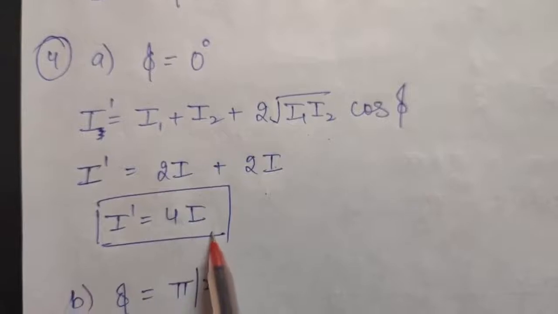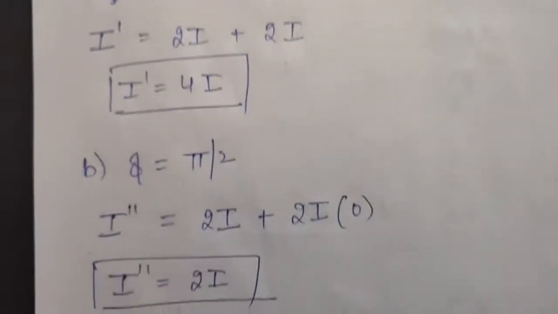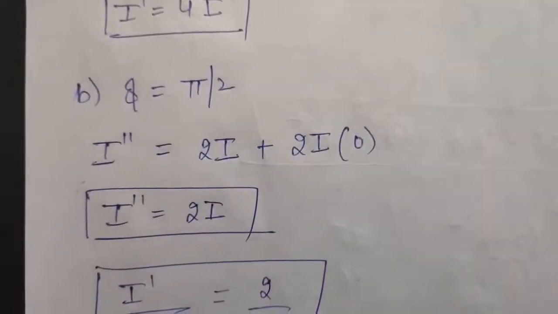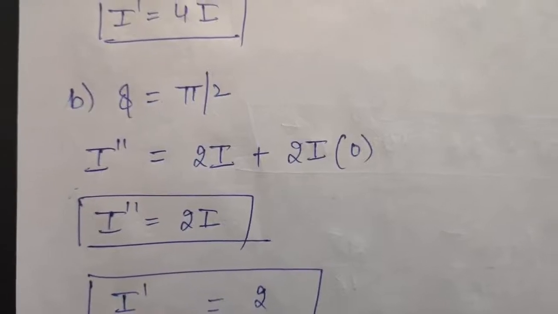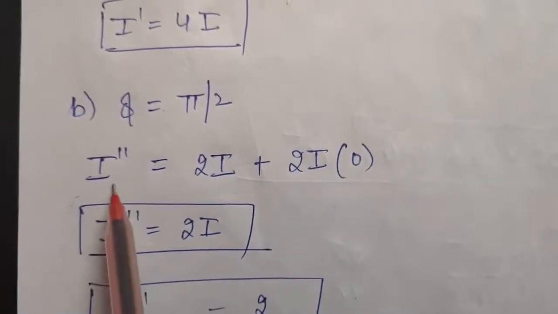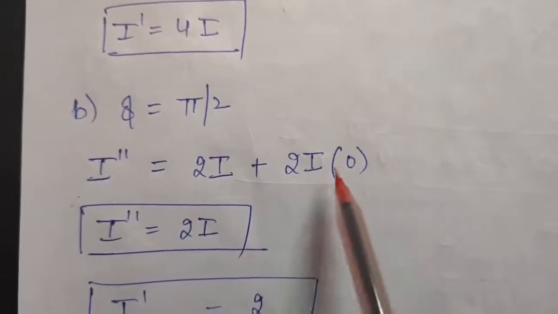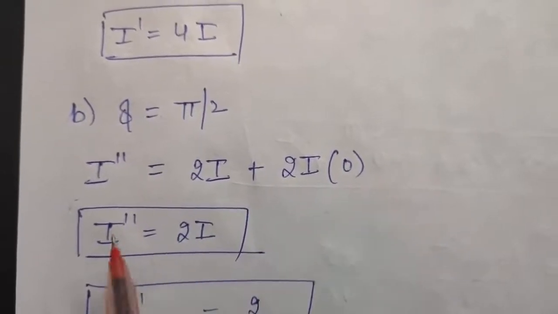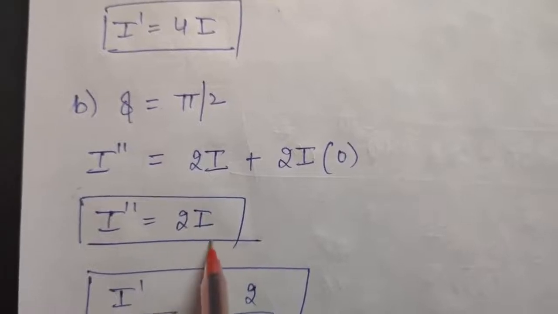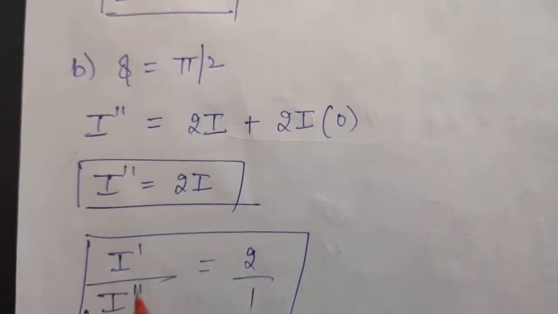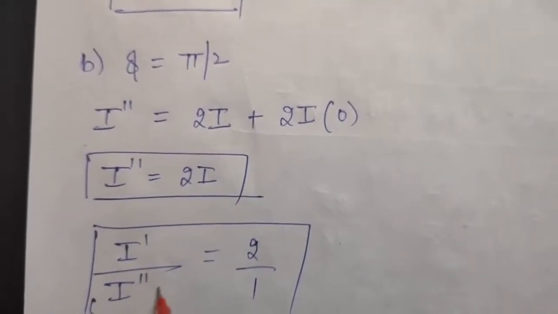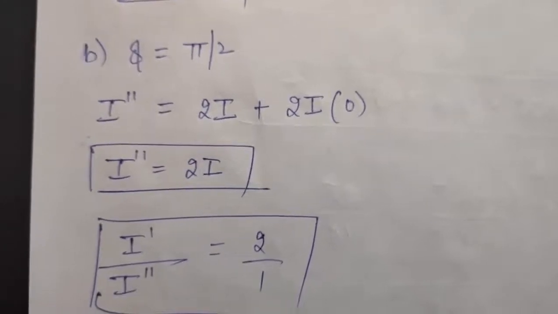Now similarly in second part, the phi is given to be pi by 2. So using the same formula and denoting the resultant intensity by I double dash, it will come to be 2I plus 2I into 0 because cos 90 is 0. So this will give you I double dash to be 2I. So when you calculate the ratio, that is I dash upon I double dash, that will come to be 2 by 1.